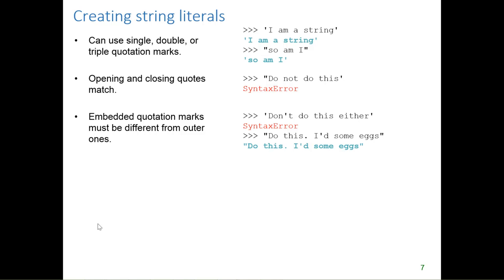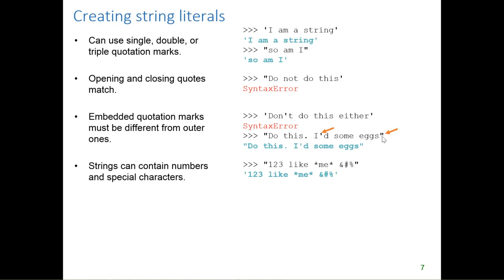So for example, this "don't do this either" statement is going to confuse Python because it thinks that the string starts before the D and ends just after the N. And it doesn't know what to do with the rest of the string that's on this line. So if you want to have a quotation mark of some kind on the inside, you have to use the different kind on the outside.